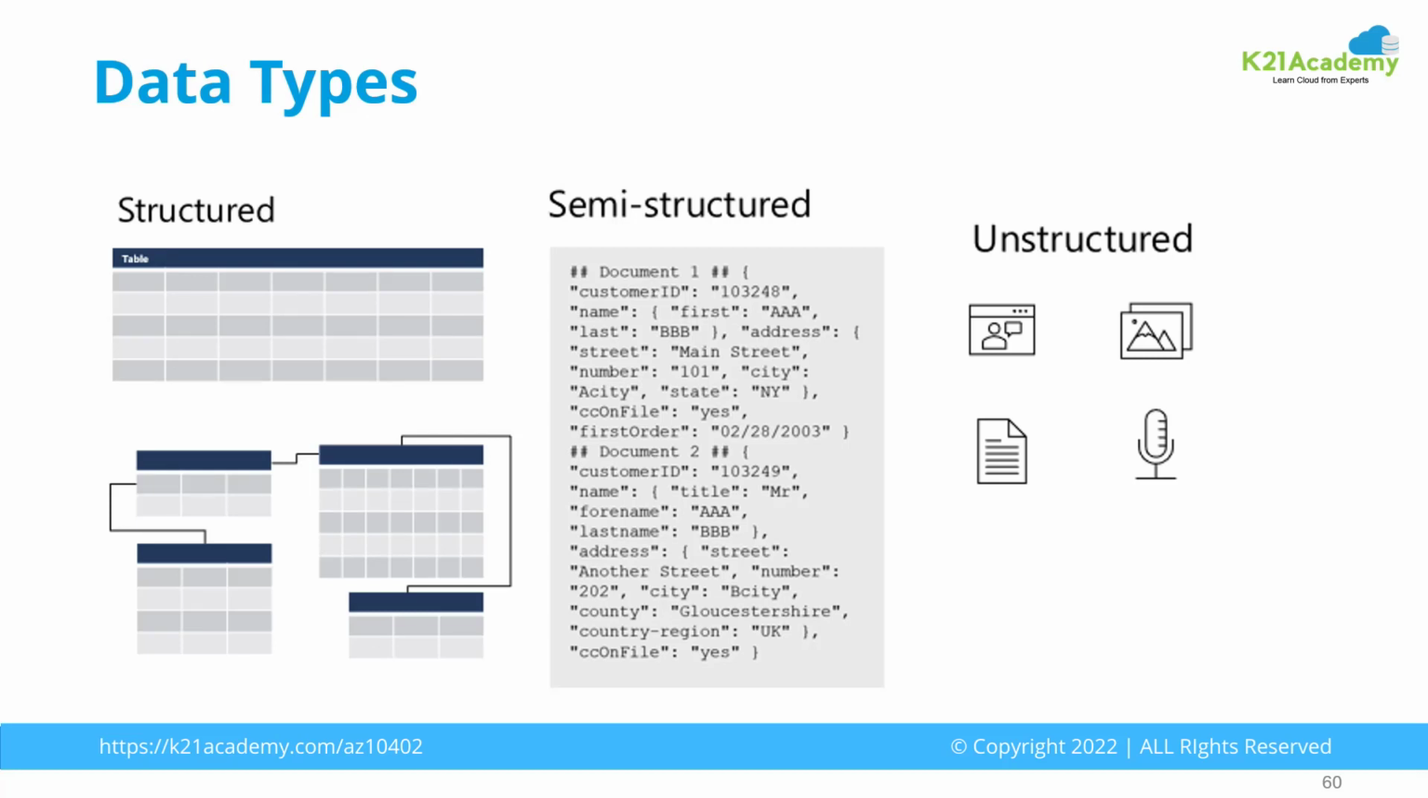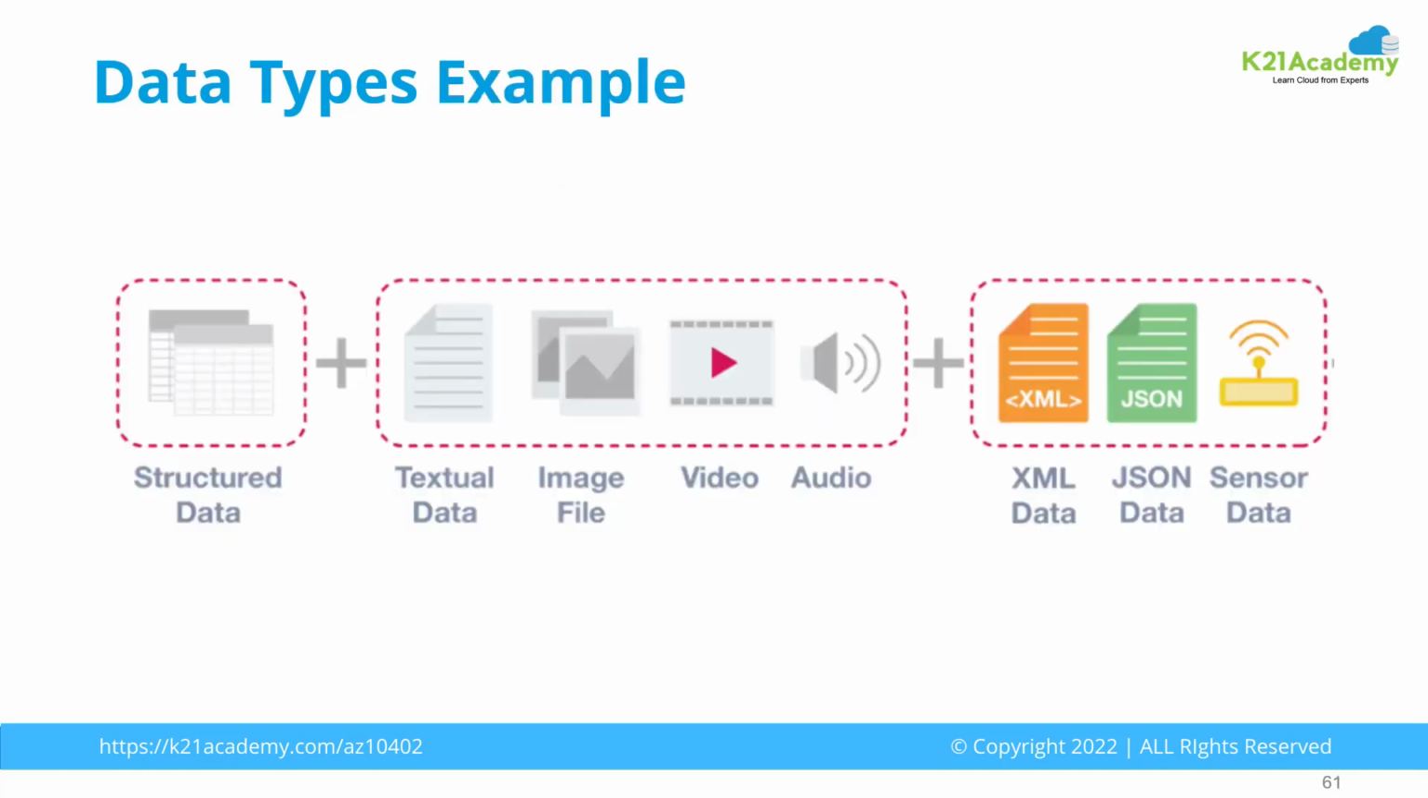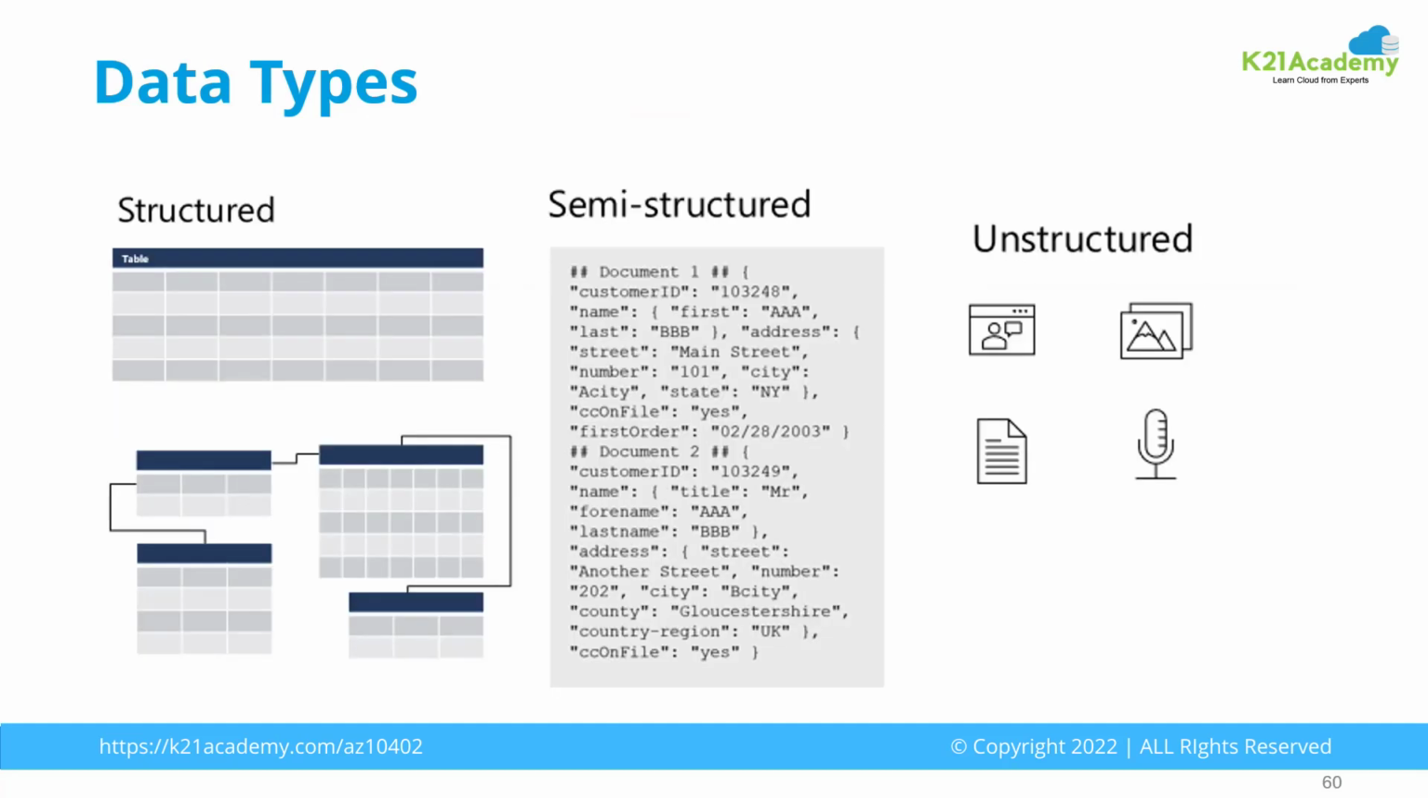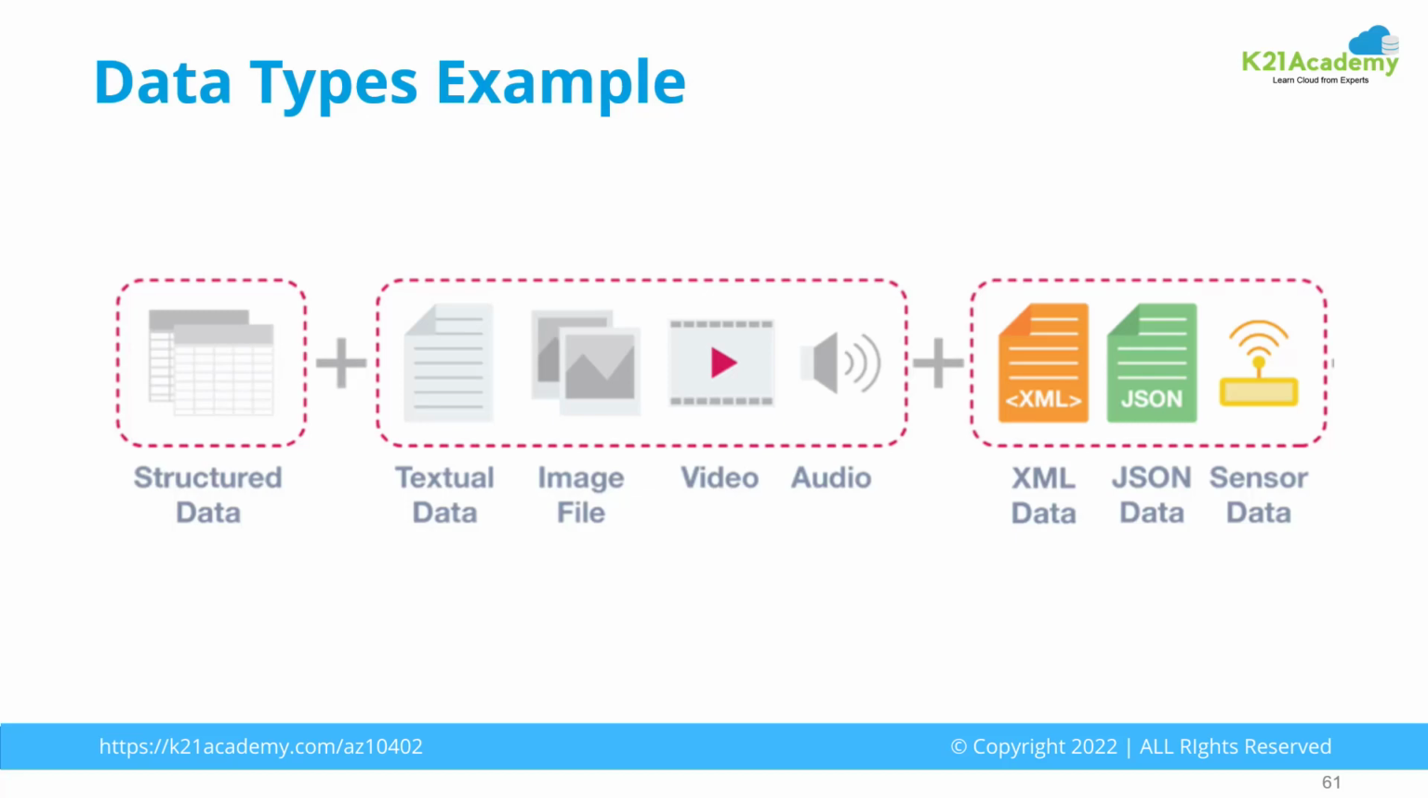That structure might be a JSON file, an XML file, a YAML file, or sensor data, which is a little bit semi-structured. Then you have unstructured data, which could be your images, GIFs, files, video, audio, and so on. So that's unstructured data. Here are some examples of structured, unstructured, and semi-structured.